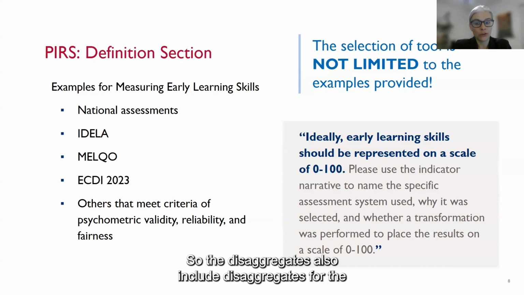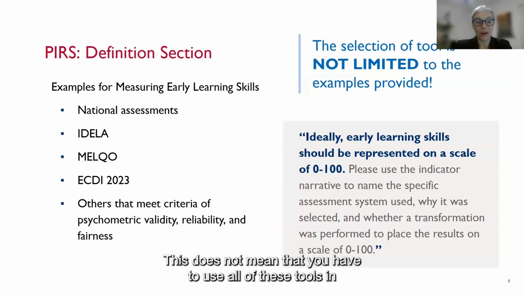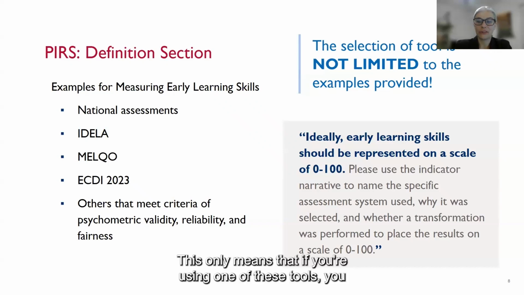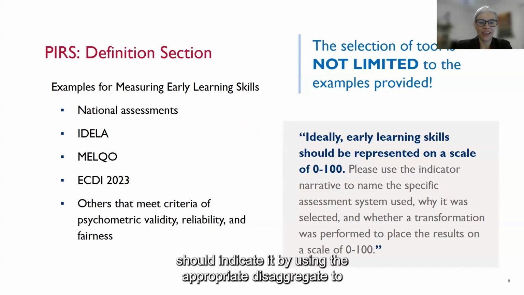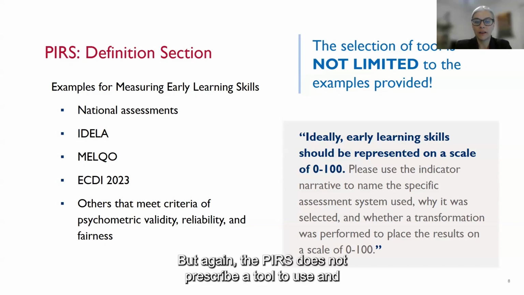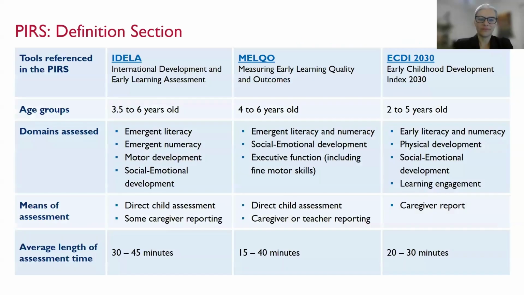So the disaggregates also include disaggregates for the IDELA, MELQO, or ECDI 2030. This does not mean that you have to use all of these tools in your reporting. This only means that if you're using one of these tools, you should indicate it by using the appropriate disaggregate to indicate which tool you've used in the quantitative reporting side of things. But again, the PEERS does not prescribe a tool to use and leaves that decision to be guided by context.